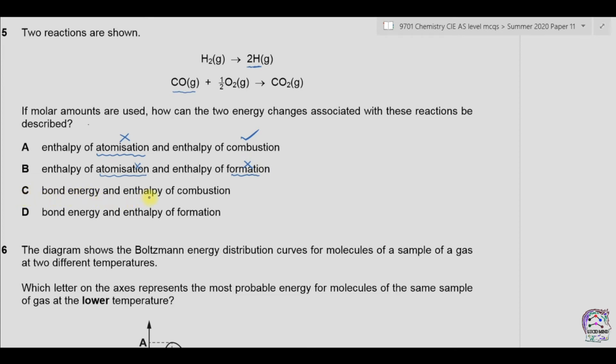C, bond energy and enthalpy of combustion. Bond energy is when a covalent bond is broken into its atoms. So yes, hydrogen gas is being converted into hydrogen atoms, so the hydrogen bond is being broken and it forms 2 hydrogen atoms. Enthalpy of combustion is correct as we already studied, so it could be part C. Part D says bond energy is correct for hydrogen, and enthalpy of formation. Now this is not enthalpy of formation because the elements are not in their standard states. So the only option is part C, and that is the answer.